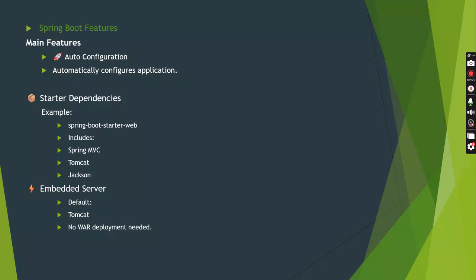Let's see Spring Boot features. The main features are auto configuration, which automatically configures the application. Starter dependencies, for example, Spring Boot Web includes Spring MVC, Tomcat, and Jackson. Embedded server: the default is Tomcat, and there is no need for deployment.